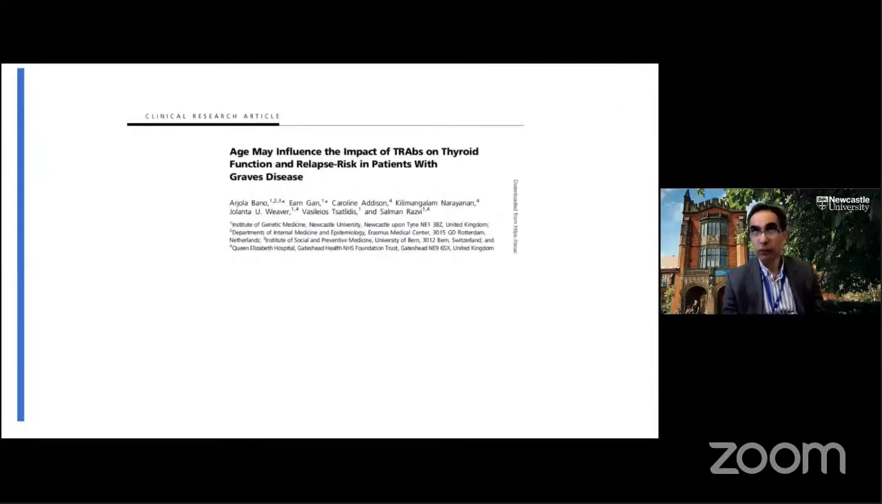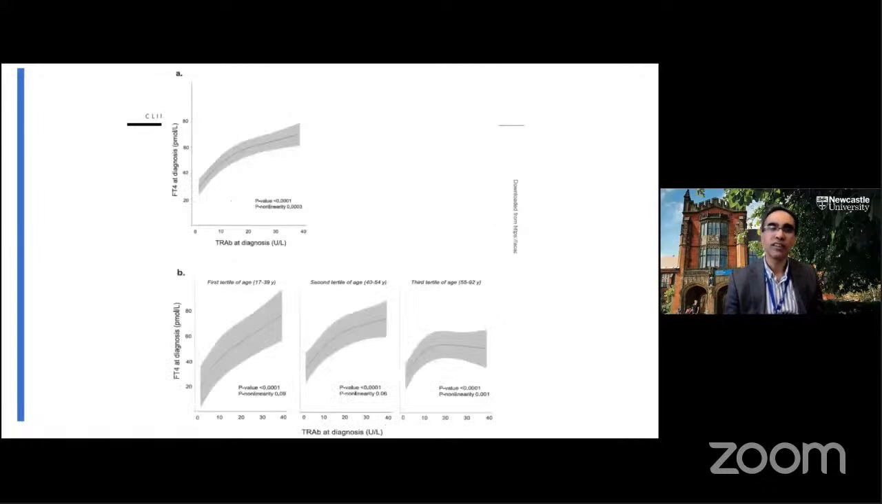The other thing we need to think about is the TRABs themselves. We published this a few years ago where we looked at the impact of age on TRABs. What you'll see here is that the TRABs at diagnosis were related to the free T4 as well, which is what you'd expect: the higher the TRAB, the higher the free T4. But what was interesting is that it depends on the age.